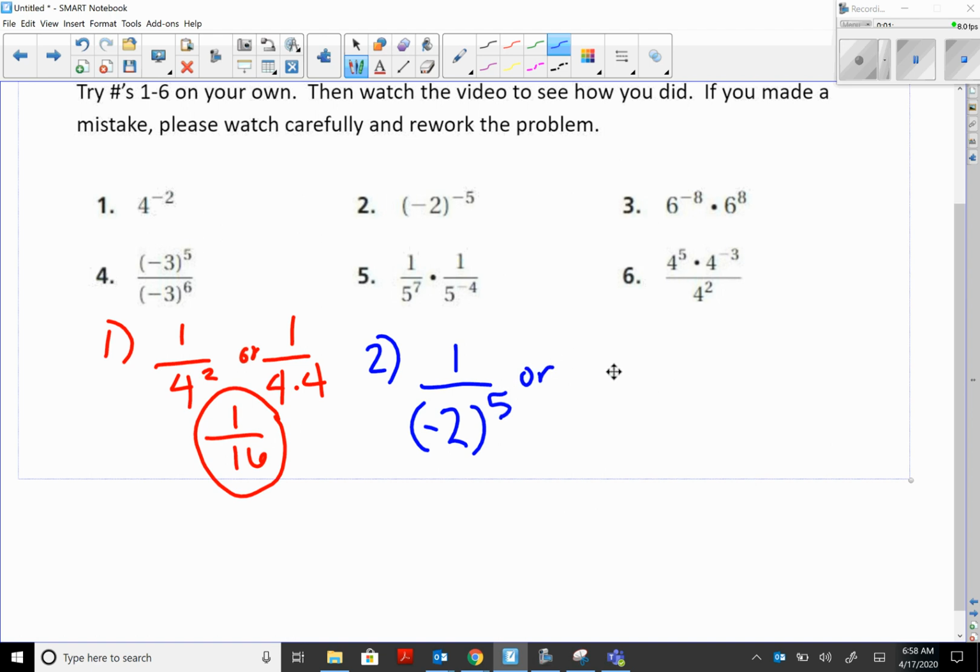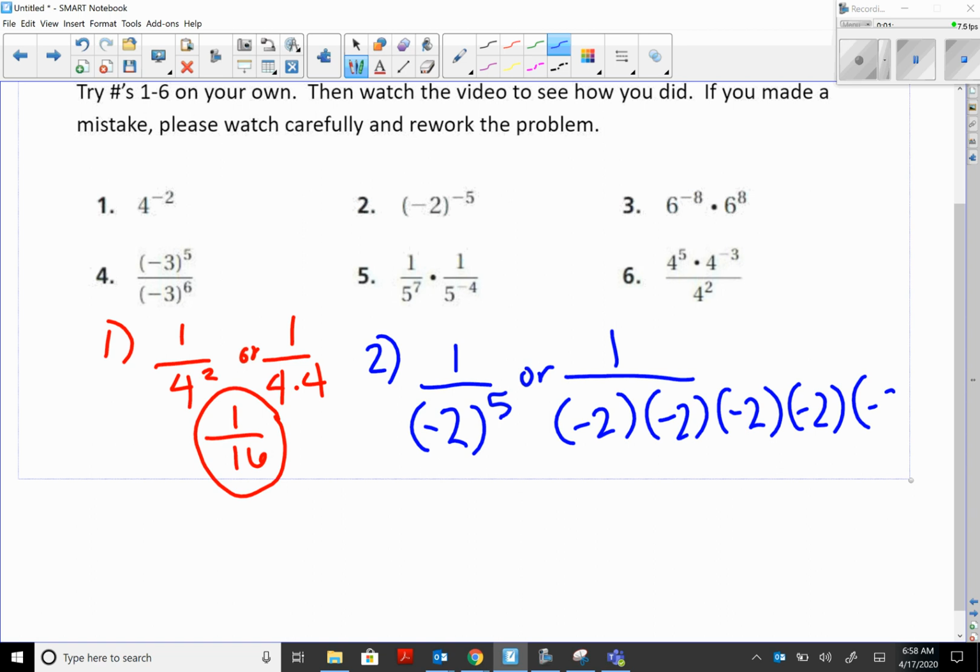So now I've got to multiply negative 2 times itself 5 times. 3, 4, 5. Okay. Negative 2 times negative 2 is positive 4. Positive 4 times negative 2 is negative 8. Negative 8 times negative 2 is positive 16. And positive 16 times negative 2 is negative 32. So that's going to be 1 over negative 32, or if you want, you could just write the negative out in front of the fraction like that.